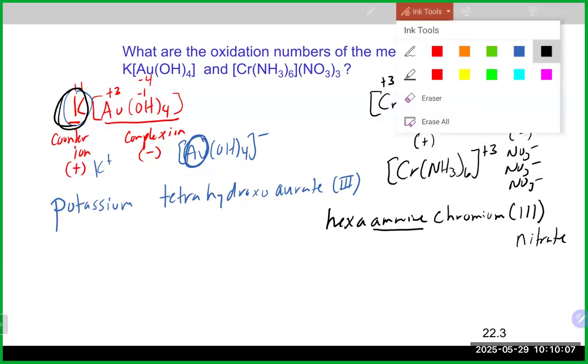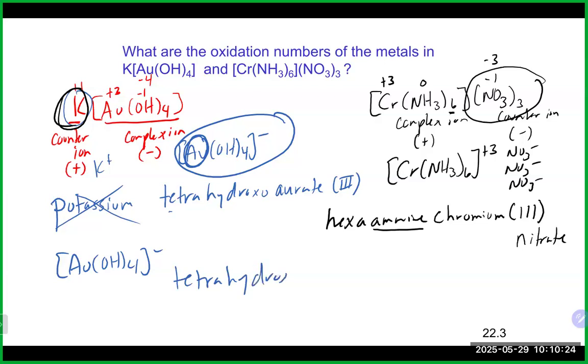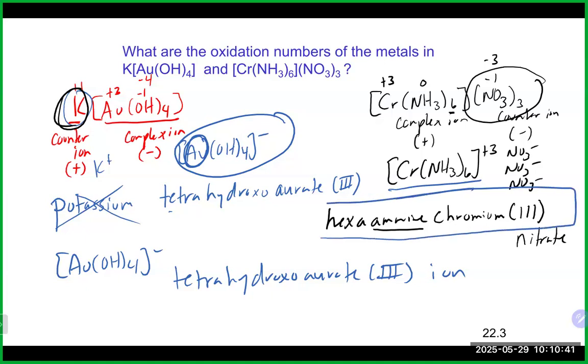Now, if we were just looking at the complex ion by itself, and we wanted to give the name of just the complex ion, frankly, we just get rid of the counter ion part of the name, and this would be tetrahydroxoaurate(III) ion. So you just put ion at the end of it and get rid of the counter ion's name. Same thing over here. If we were just naming the complex ion part, it would basically be through here, and just put ion at the end of it. That would be the name of the complex ion.